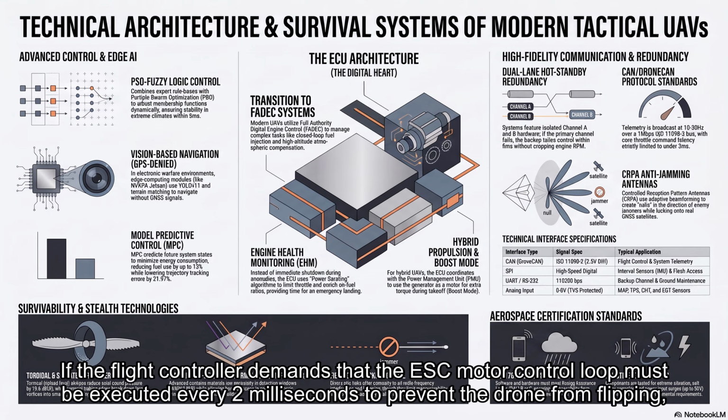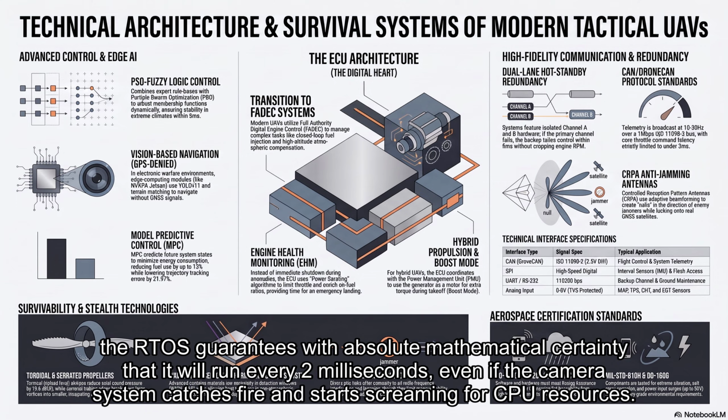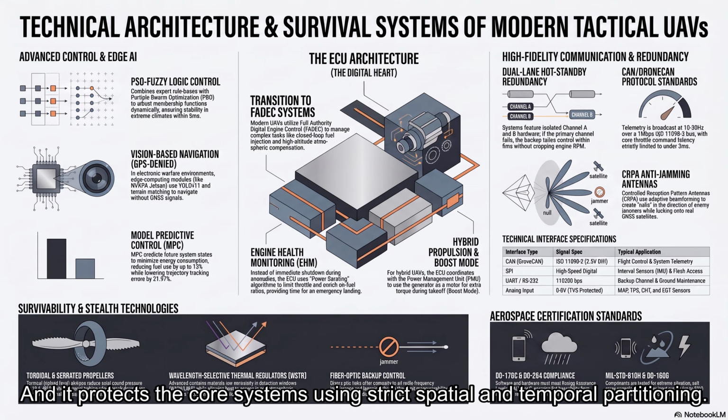If the flight controller demands that the ESC motor control loop must be executed every 2 milliseconds to prevent the drone from flipping, the RTOS guarantees with absolute mathematical certainty that it will run every 2 milliseconds, even if the camera system catches fire and starts screaming for CPU resources. And it protects the core systems using strict spatial and temporal partitioning.